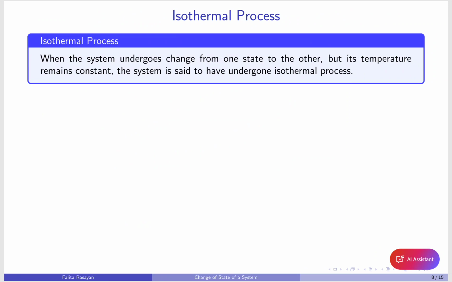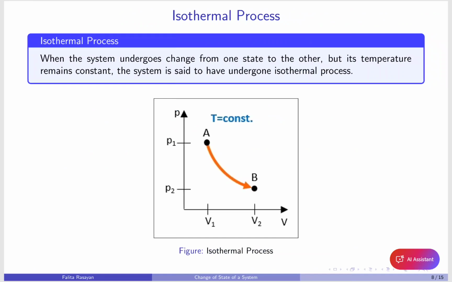So if a system goes from point 1 to point 2 but the temperature does not change, we call it an isothermal process. If we plot the PV curve, we will see that for an ideal gas it is a rectangular hyperbola, and pressure and volume change accordingly following Boyle's law and T remains constant.